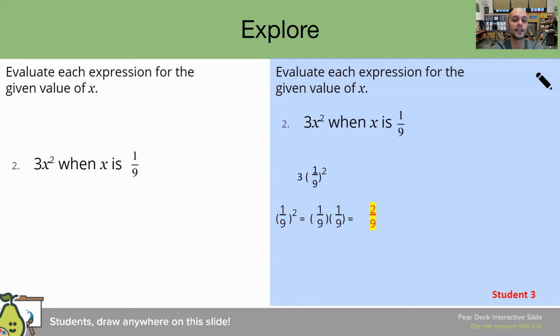So you still need to take your 2/9 and multiply it by the 3. Will you get the correct answer? Unfortunately, you won't because there's already a mistake here, but at least you won't have a second mistake.